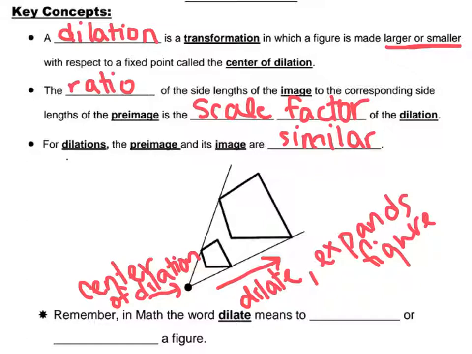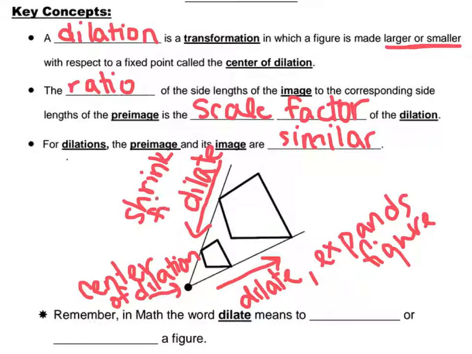You can also have a dilation that shrinks your scale factor. You could have a dilation that makes it smaller. And if we're shrinking, it's just called a shrink. So we have something that can expand or get bigger, or we can shrink the figure and get smaller. Now, remember in math, the word dilate means to shrink or expand. Shrink means get smaller, expand means get bigger.